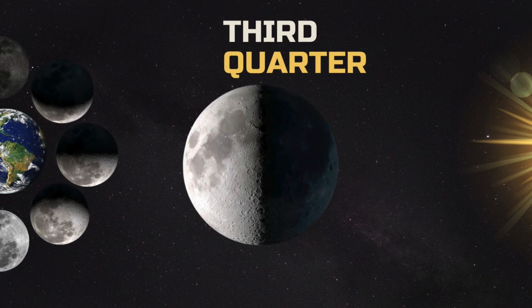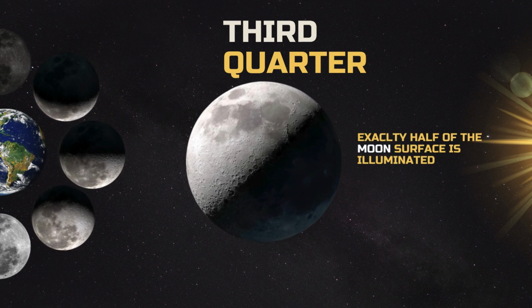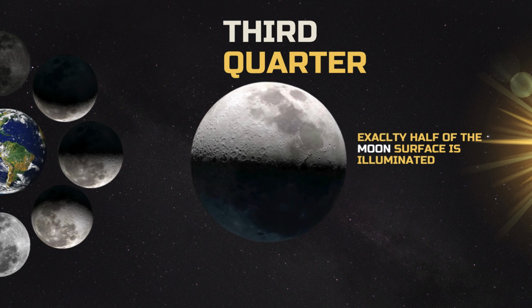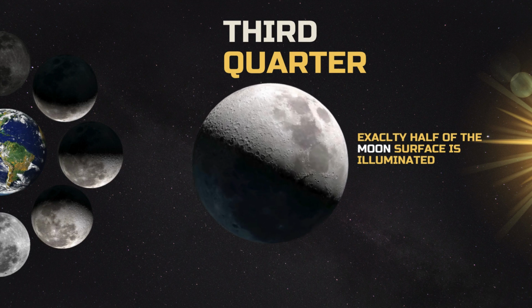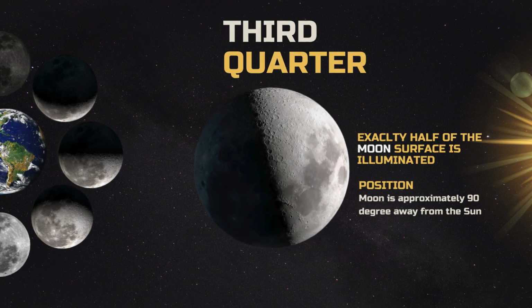The third quarter phase arrives, showcasing once again exactly half of the moon's surface illuminated. It's a reminder that the lunar cycle is reaching its conclusion. In this phase, the moon is approximately 90 degrees away from the sun.